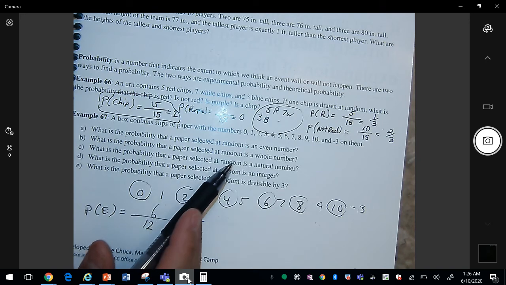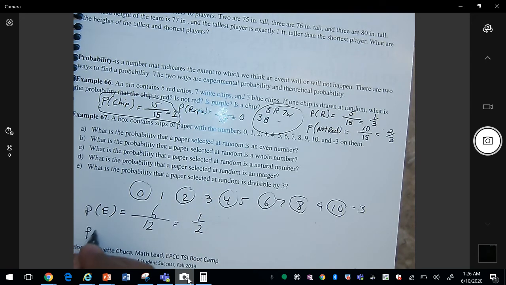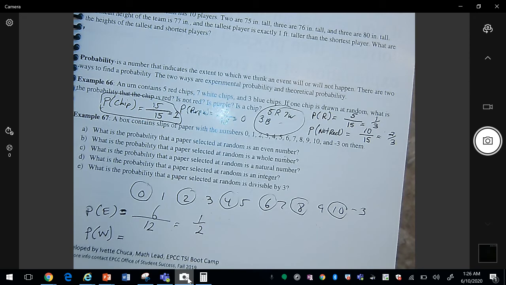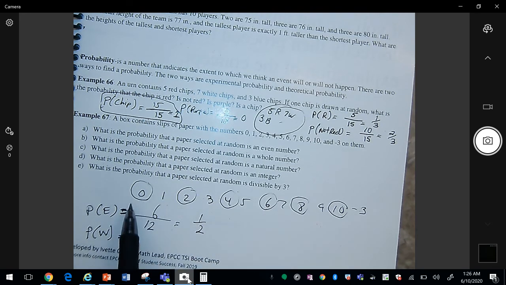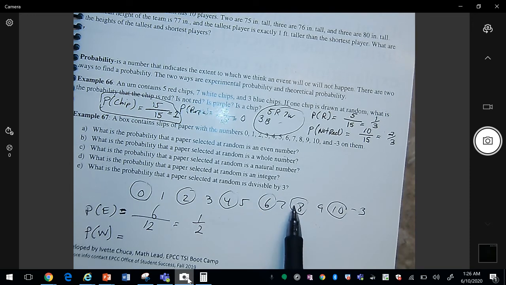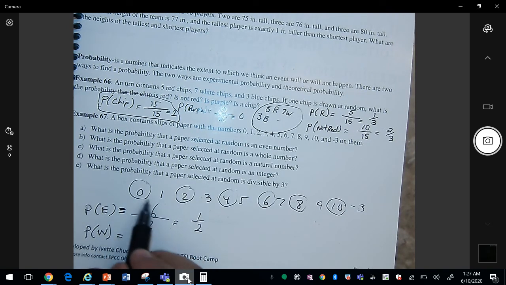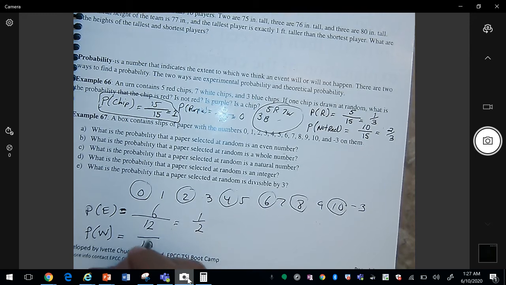What is the probability that a number selected at random would be a whole number? So whole numbers are numbers that start at 0 and go to infinity. So here we would have 0 is a whole number, 1 is a whole number, 2 is a whole number, 3, 4, 5, 6, 7, 8, 9, and 10 are whole numbers. -3 is not a whole number. So there's still 12 numbers, and of the 12, 11 are whole numbers.